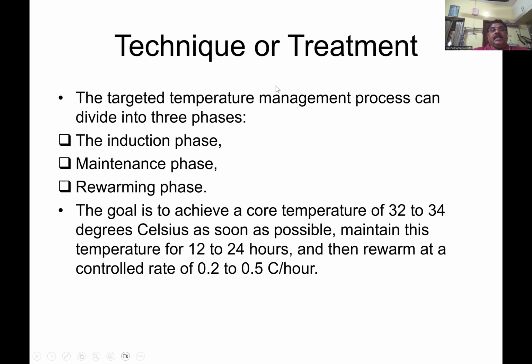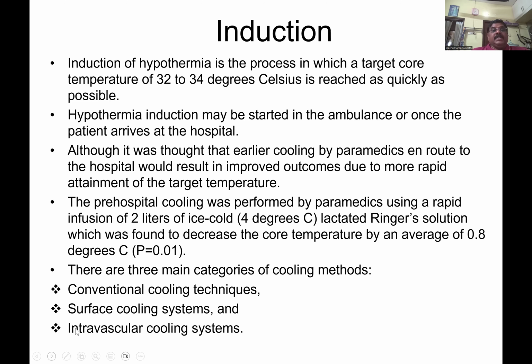So what are the different techniques and what are the different phases of TTM? In TTM, we can find three phases: the induction phase, maintenance phase, and rewarming phase. The main goal of the TTM is to achieve a core temperature between 32 to 34 degrees Celsius as soon as possible, maintain this temperature for at least 24 hours, then rewarm at a rate of 0.2 to 0.5 degrees per hour. Induction of hypothermia is a process in which a target core temperature of 32 to 34 degrees is reached as quickly as possible.